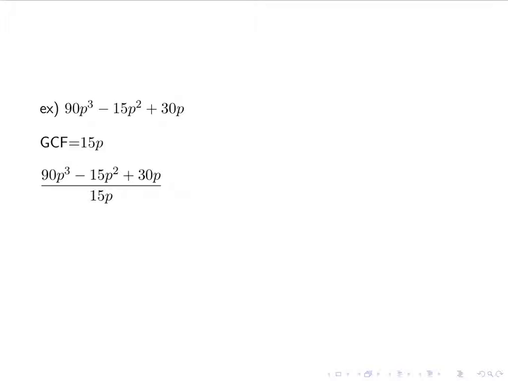Again, my next step is to take my expression, divide it by 15p, and I get 6p squared minus p plus 2. And again, my answer is the product of these two things.